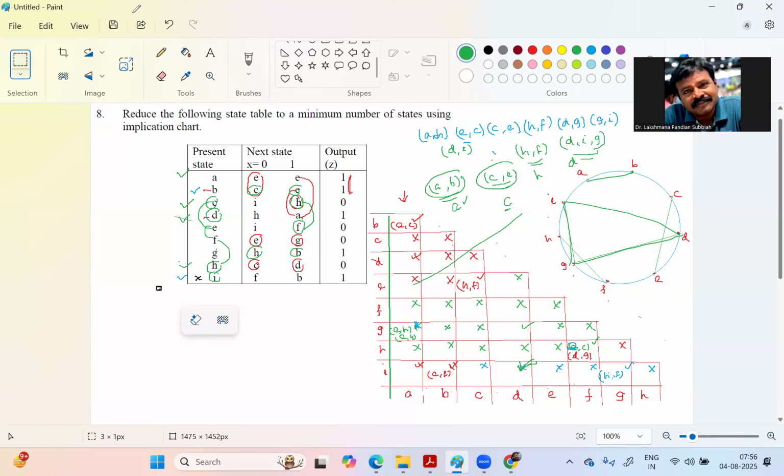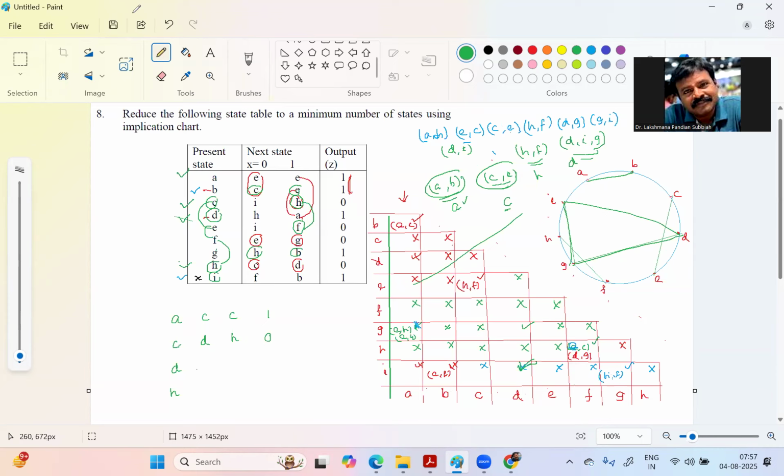Now the reduced table, right? The states are A, C, D, H. For A, we have E, and E is C, right? Then this is also E, then also C. Then the output is 1. Then from C, it goes to I, so I is D, right? Then C goes to H. Then the output is 0.